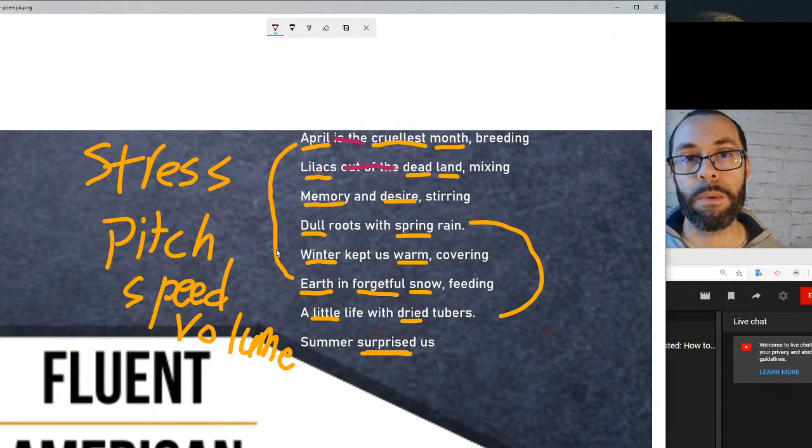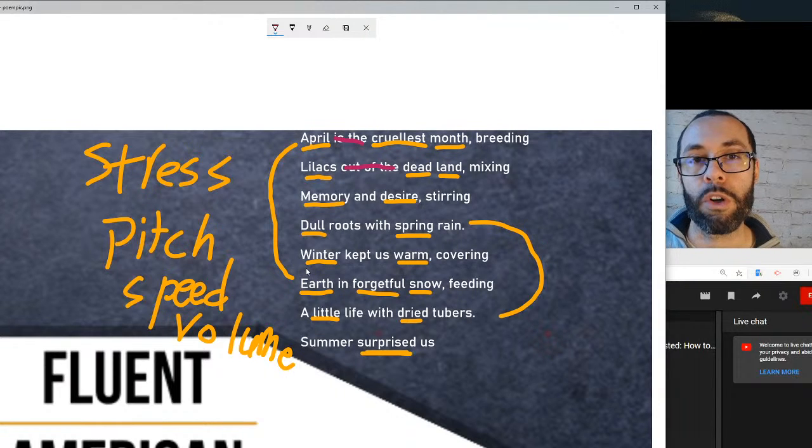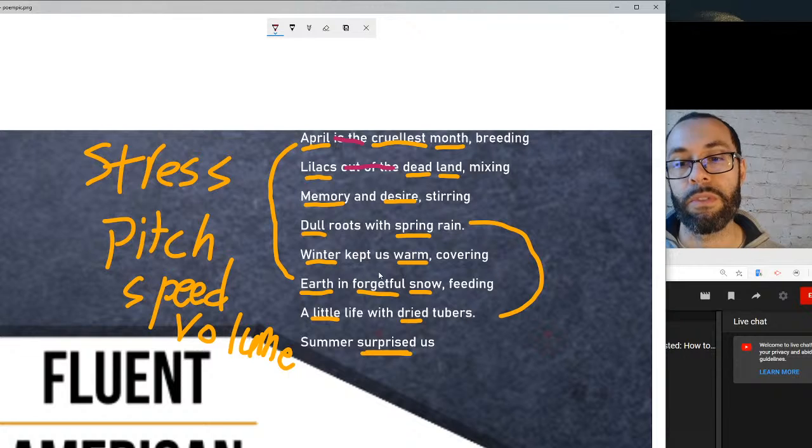Winter kept us warm. Again, playing with speed. Slowing down on winter, slowing down on warm. I'm playing also with volume. Louder on winter, louder on warm. Kept us, I'm saying faster. Winter kept us warm. What that also does by playing with the speed is allow the W sounds to come out even more strongly. The W in winter is closer to the W in warm when you speed up the kept us, so it stands out more. Winter kept us warm.